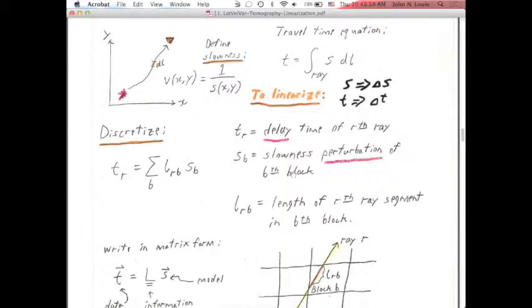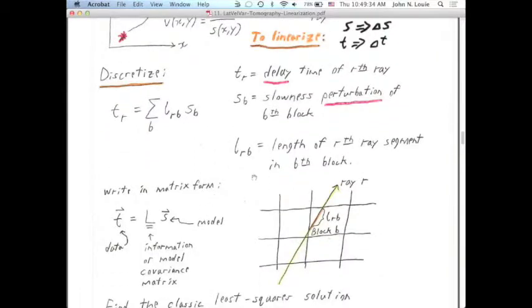Where is block B, and what is ray R, and what is the delay time for ray R? That's a piece of data. And what's the slowness perturbation in block B, block number B? That's in the model space.